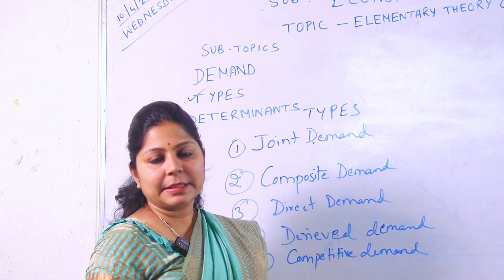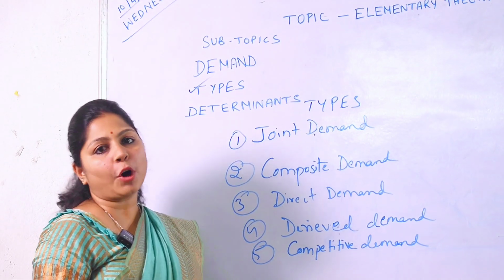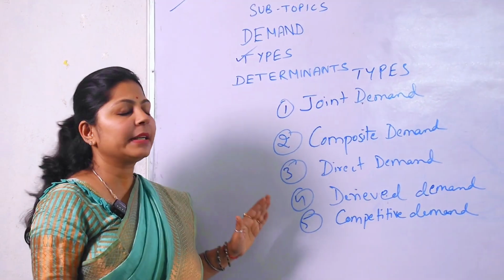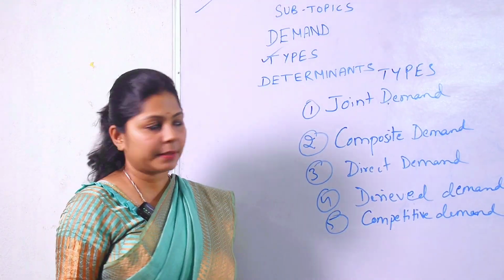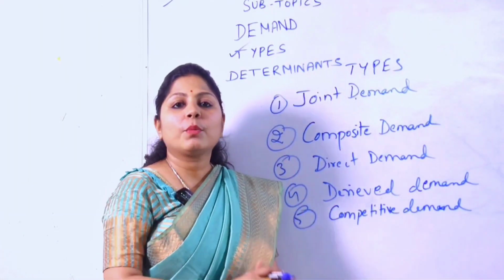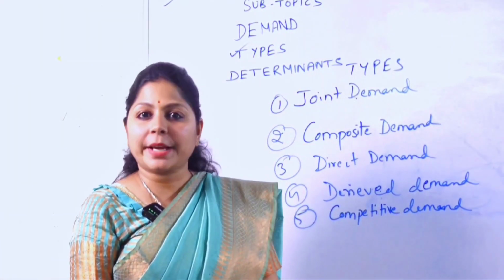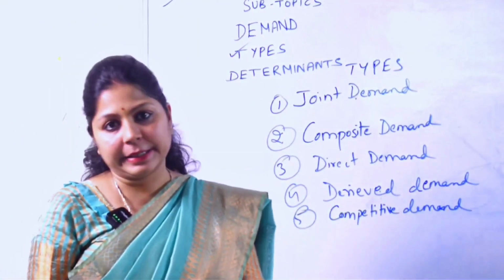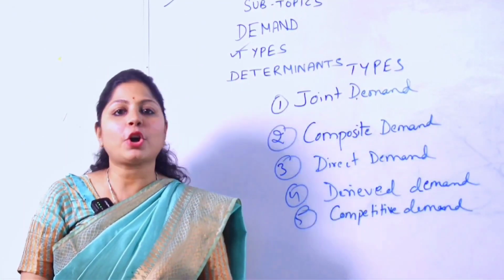Types of demand. Now there are different forms of demand: joint demand, composite demand, direct demand, derived demand and competitive demand. Joint demand. When one or more goods are demanded together, it is known as joint demand. Say for example, pen and ink. In the absence of ink, you cannot use a pen.